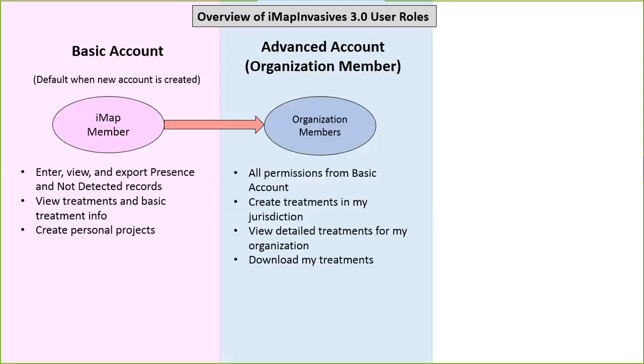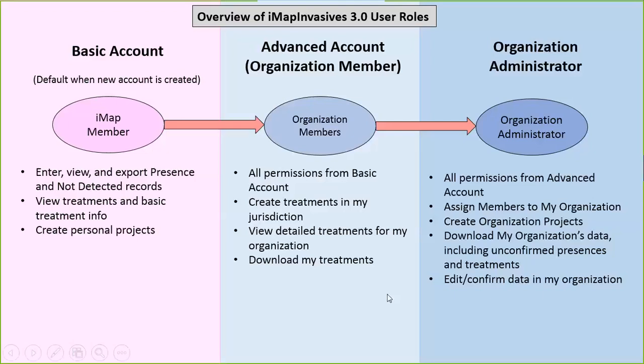Once you become affiliated with an organization within the iMapInvasives framework, you get all those permissions, but then you also have additional permissions tacked on. So now you can create treatment records within your jurisdiction. So within New York, if you're affiliated with an organization, you can also view the detailed treatment records for your organization and download those treatments as well.